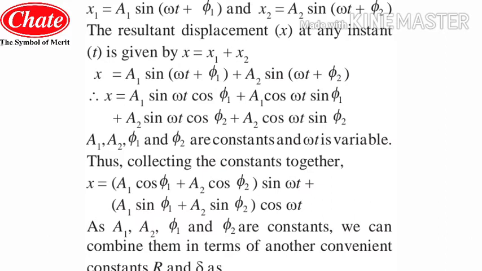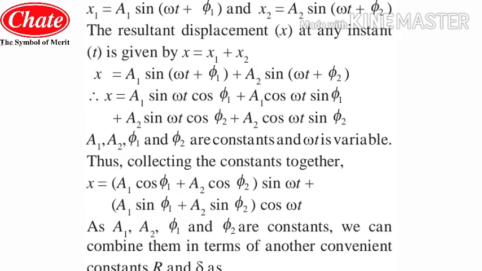Now simply, a1, a2, phi 1, phi 2 are constants, as we know, and omega t is the variable. Thus, collecting the constant terms together, the equation will form as a1 cos of phi 1 plus a2 cos of phi 2, into sine of omega t, plus a1 sine of phi 1 plus a2 sine of phi 2, into cos of omega t. So we have collected the constant terms into the bracket, and outside the bracket are the variables.